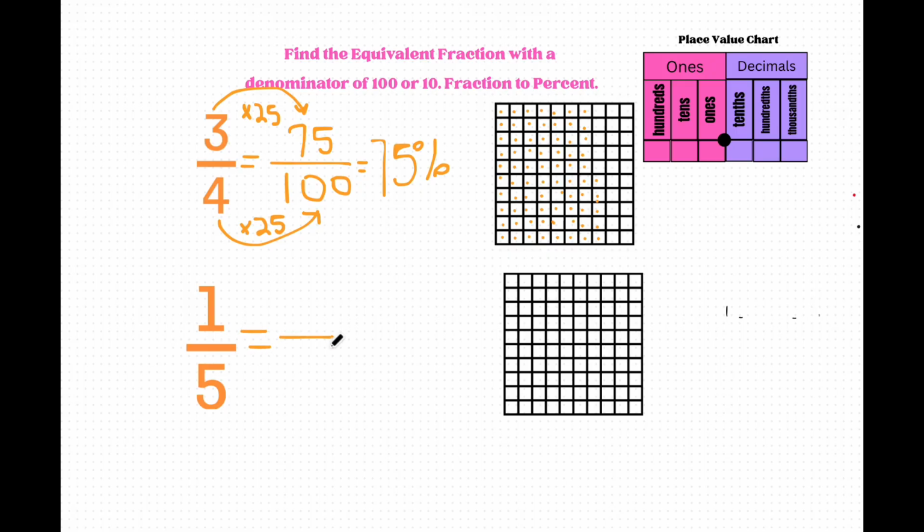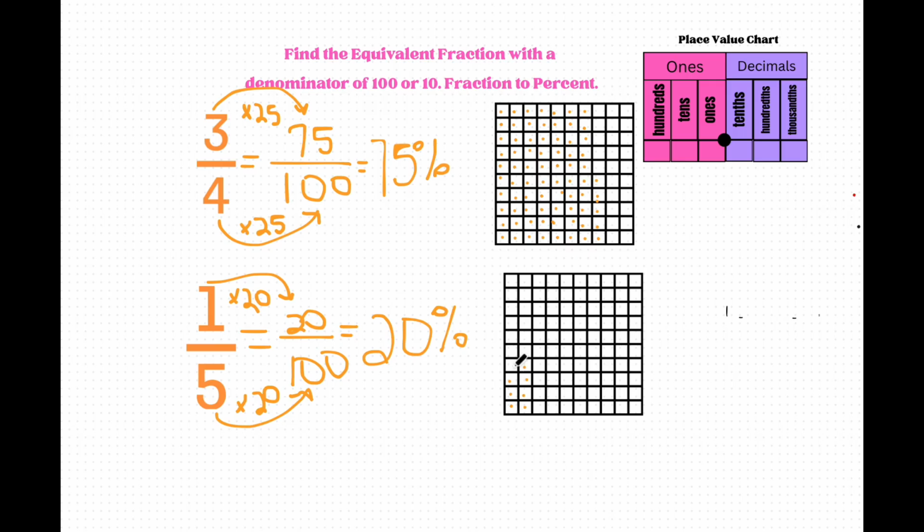I'm going to set equivalent to 100, and I have to figure out how many 5s are in 100. And I tell the students all the time, what I do to the bottom of the fraction, I must do to the top. And I say it enough so then they start saying it. And then 1 times 20 is 20. So 20 out of 100 is 20%. And then I'm going to fill in that hundreds grid to reinforce that. And then I also know that 20% is 1/5.